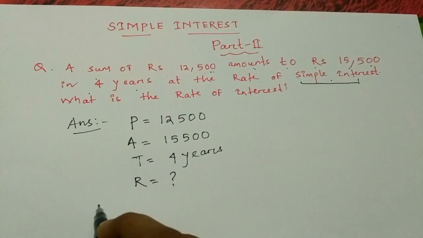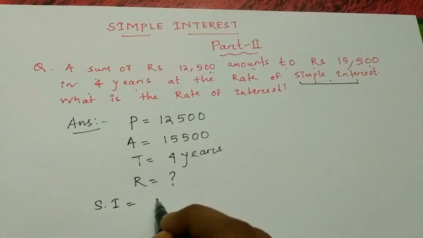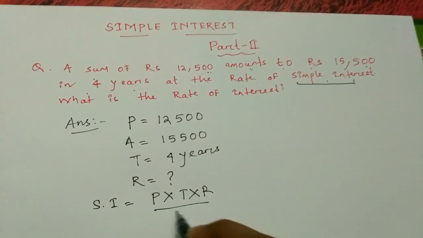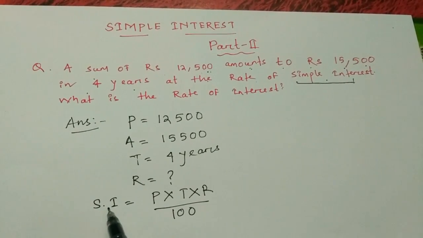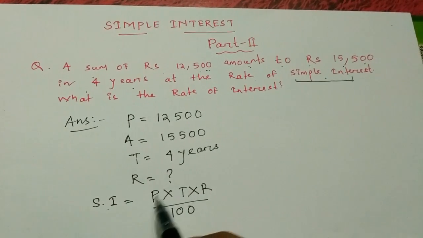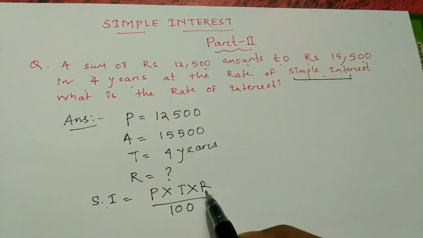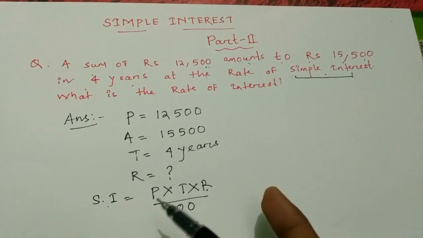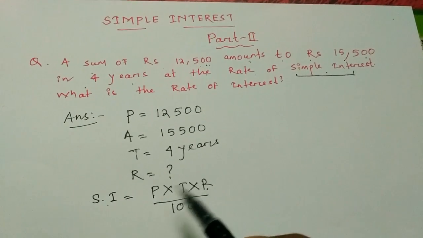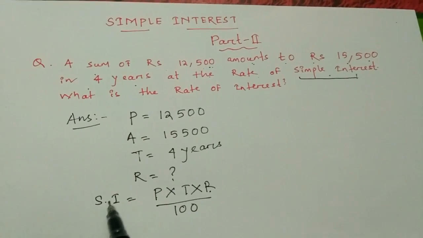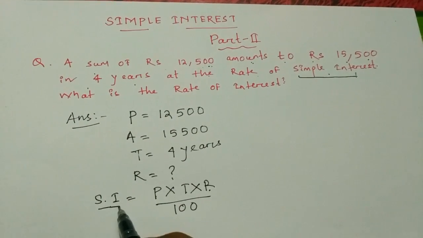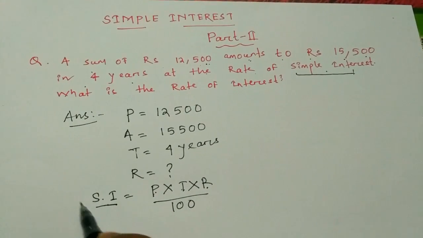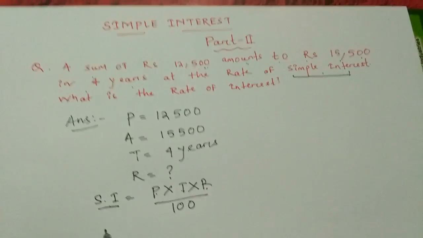As we know, the simple interest formula is P into T into R by 100. So here are the 4 variables: simple interest, principal, time period, and the rate of interest. If you know at least 3 out of these 4, then we can find out the last one. We don't know the value of SI, but we have the value of P and the value of T. So how can we find the SI?